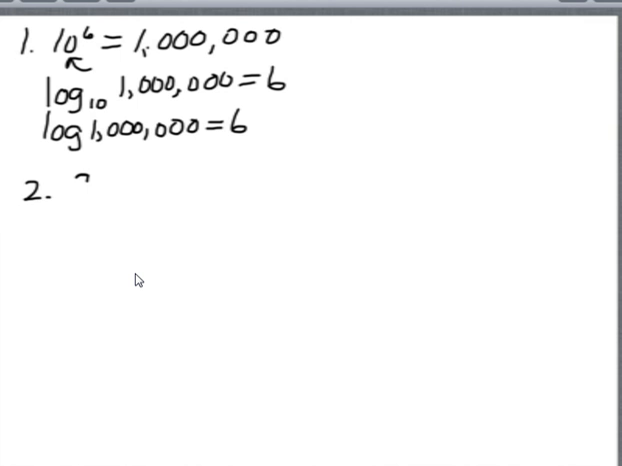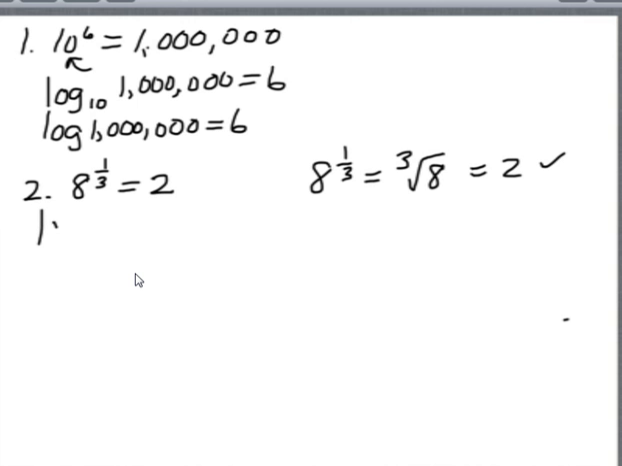Number 2 says 8 to the 1/3 power equals 2. That's the same thing. Now just to remind you, what is 8 to the 1/3? 8 to the 1/3 is equal to the cube root of 8. So the cube root of 8 equals 2. That makes sense. We understand that. Okay, let's put this in logarithmic form. Log base 8 of 2 is equal to 1/3.